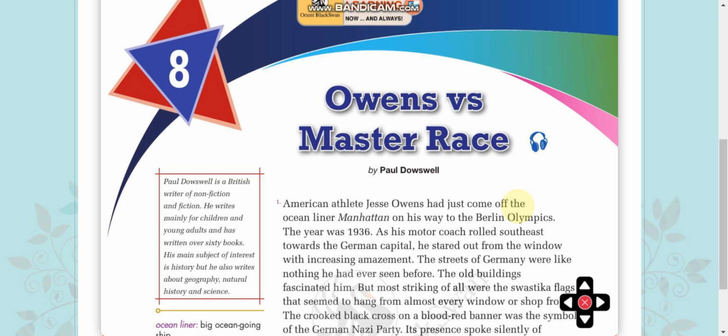So, today we will be starting this new chapter, that is Owens versus the Master Race. This is Unit 8. Now, this has been written by Paul Dowswell. He is a British writer of non fiction and fiction. He writes mainly for children and young adults and has written over 60 books. His main subject of interest is history, but he also writes about geography, natural history, and science.